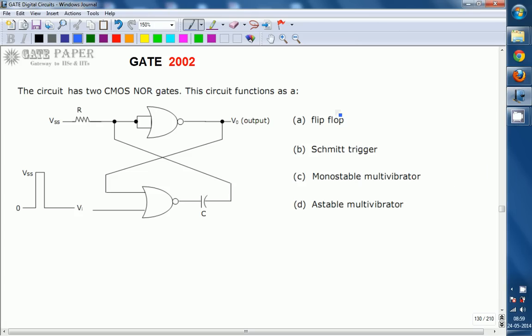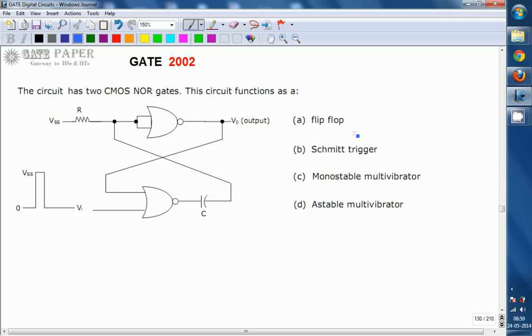Hello, we are discussing the GATE 2002 ECE paper, and this question is related to digital circuits. Look at the circuit diagram. The circuit has two CMOS NOR gates. The circuit functions as A. Flip-flop, B. Schmitt trigger, C. Monostable multivibrator, D. Astable multivibrator.